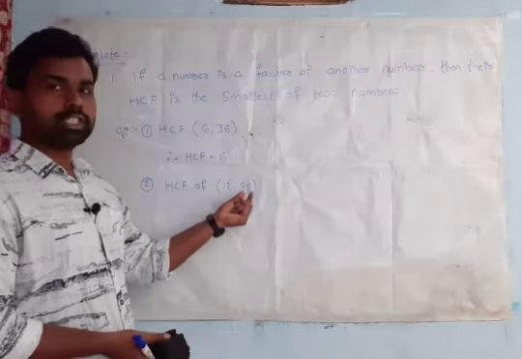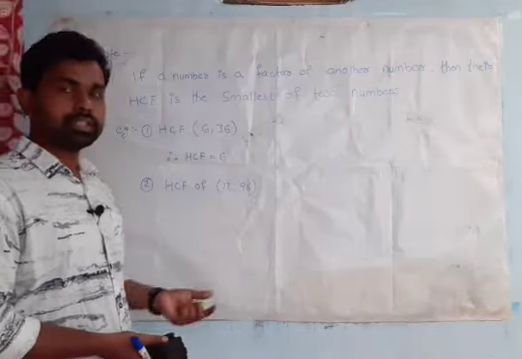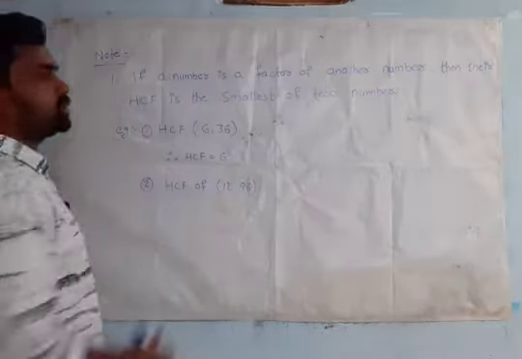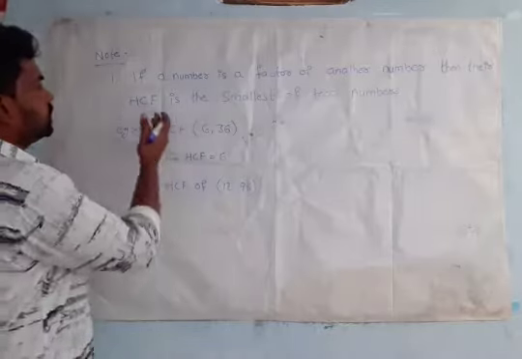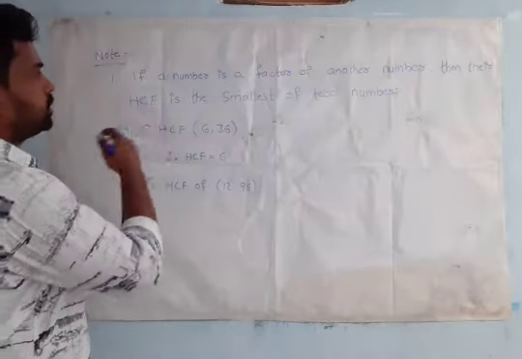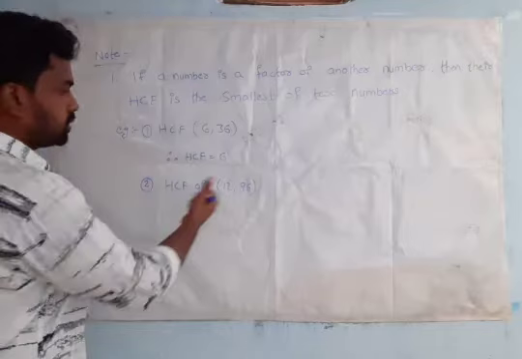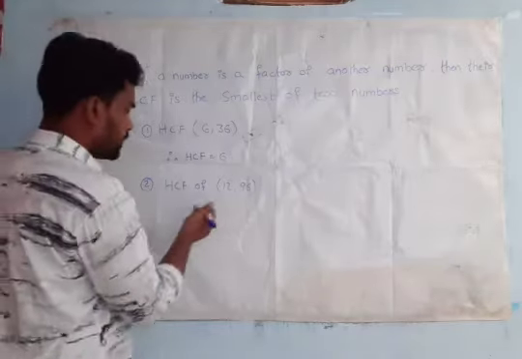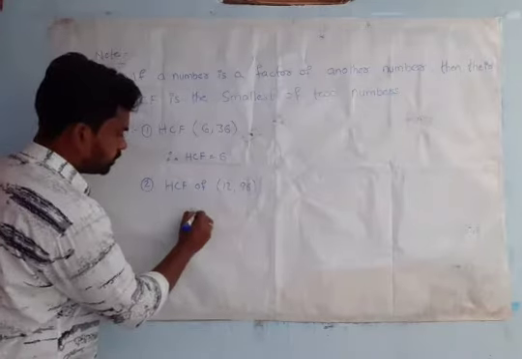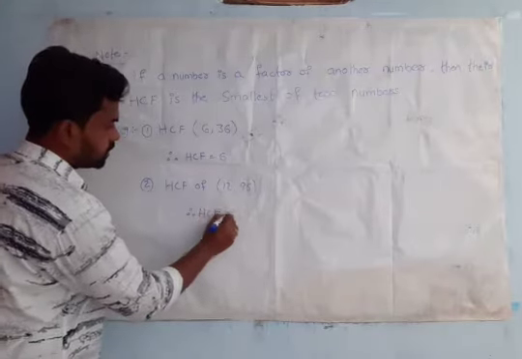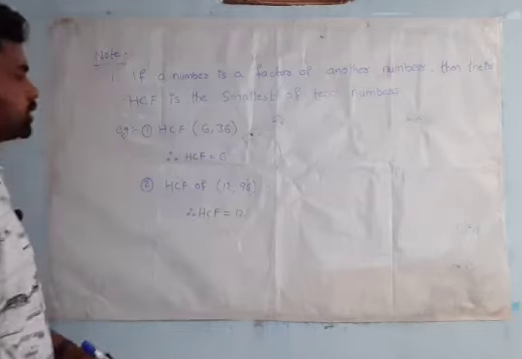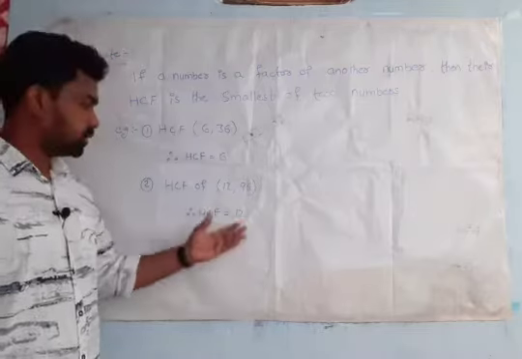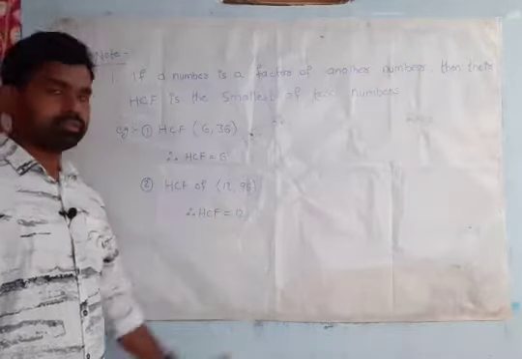96 is present in which table? In the 12 table, 96 is present. So we can follow this rule. What is this rule? If a number is a factor of another number, then their HCF is the smallest of the two numbers. What is the HCF here? Therefore, HCF equals 12. Sometimes you may get confused, but don't get confused. So 12 is a factor of 96, so 12 is the HCF. Like this.